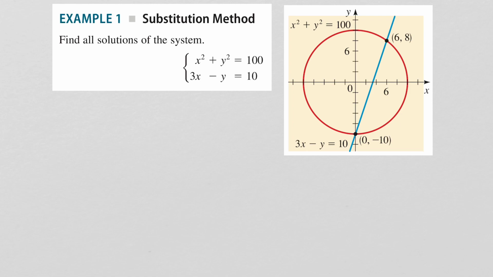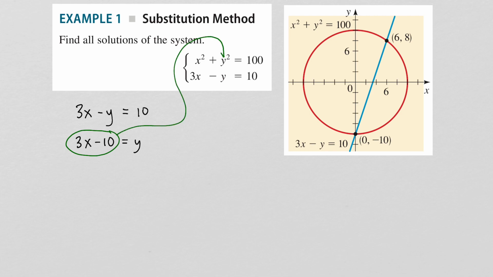So one way to do this is to use the substitution method. What I can do is take one of the two equations and solve for one of the two variables. The easiest equation to solve for one of the two variables is the second equation. Here I can solve for y by adding y to the right side and subtracting 10 from the left side, and that's going to give us 3x minus 10 is equal to y. Then I can take the expression 3x minus 10, and I can substitute it into the first equation, replacing y. So that first equation becomes x squared plus (3x minus 10) quantity squared is equal to 100.